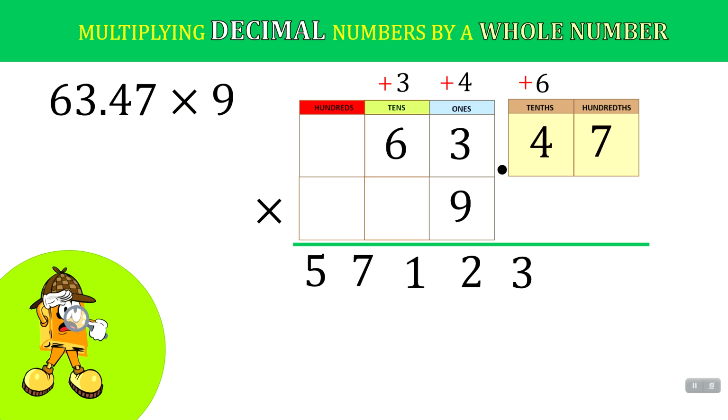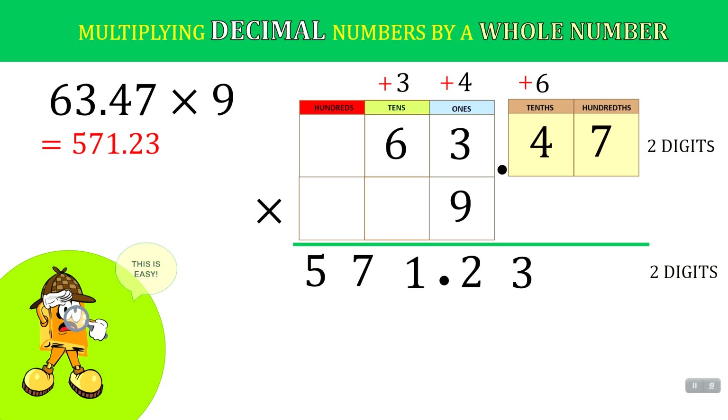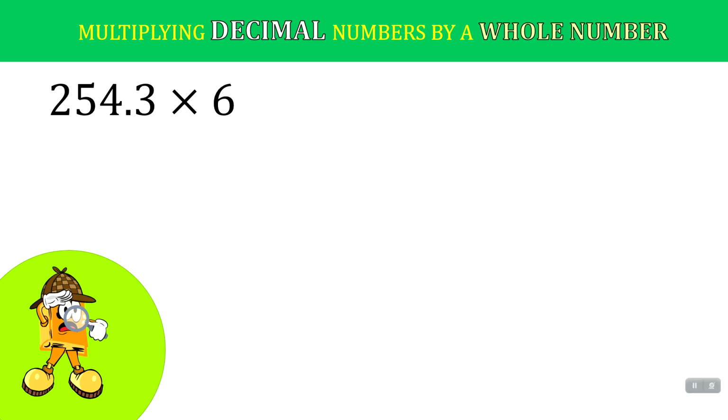Now we check to see how many digits there were in the question. And we notice 1, 2. There are 2 digits in the question. And in our answer, we need 2 digits as well from the right. 1, 2. Then we place our decimal point. The answer is 571.23. And this is starting to get easy now. Last question.